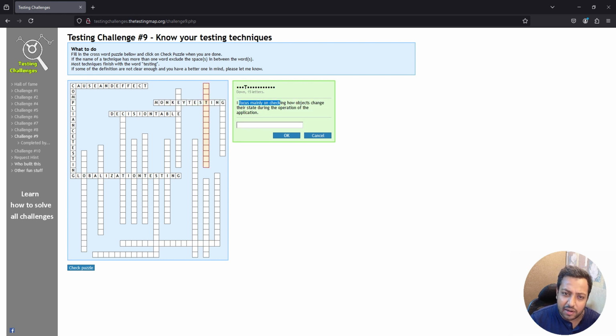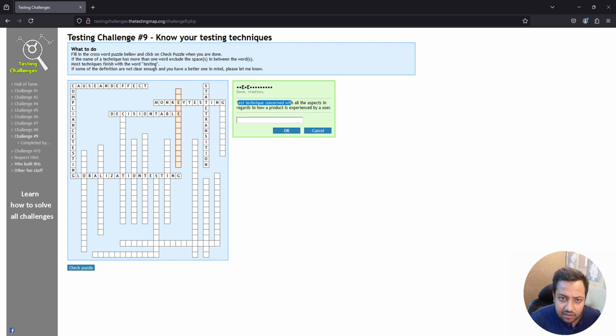I focus mainly on checking how objects change their state during the operation of the application. It talks about state, here, in the message. It is mainly focused on changing the state. Changing the state comes with state and transition. What about the next one?